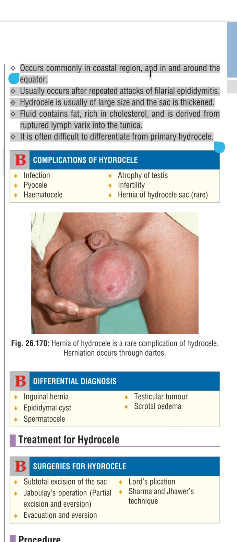Occurs commonly in coastal regions and in and around the equator. Usually occurs after repeated attacks of filarial epididymitis. Hydrocele is usually of large size and the sac is thickened. Fluid contains fat, is rich in cholesterol, and is derived from ruptured lymph varix into the tunica. It is often difficult to differentiate from primary hydrocele.